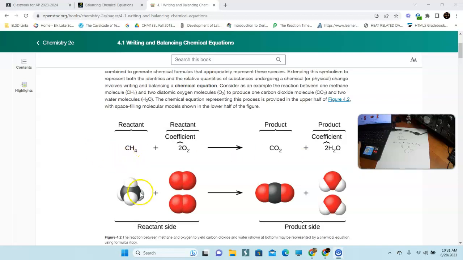So if you notice, the black ball here is a carbon. I've got one of them. I've got one on the product side, so that's good.